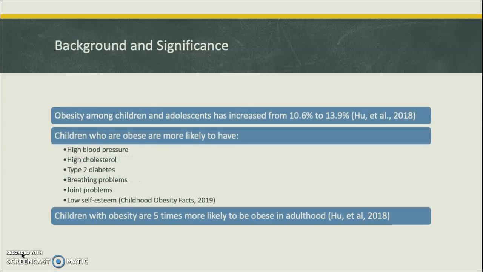The prevalence of obesity among children and adolescents in the United States increased from 10.6% to 13.9% during 1999 through 2015. Children who have obesity are more likely to have high blood pressure and cholesterol, which are risk factors for cardiovascular disease, increased risk of impaired glucose tolerance, insulin resistance, and type 2 diabetes, breathing problems such as asthma and sleep apnea, joint problems, low self-esteem. Children with obesity are also 5 times more likely to be obese in adulthood, leading to long-term morbidity and mortality.